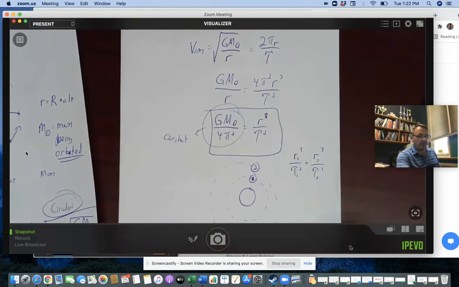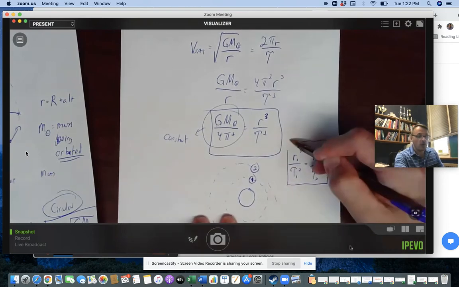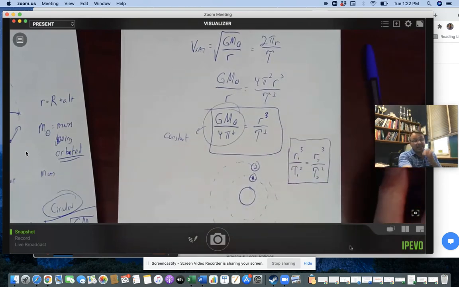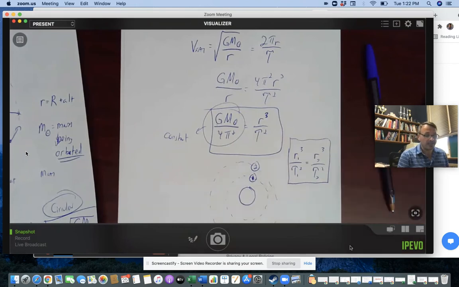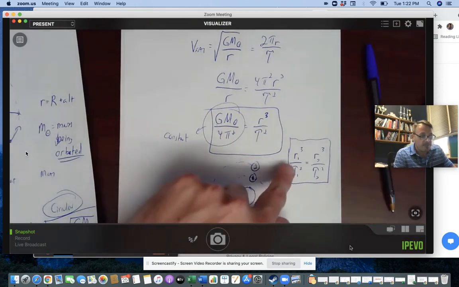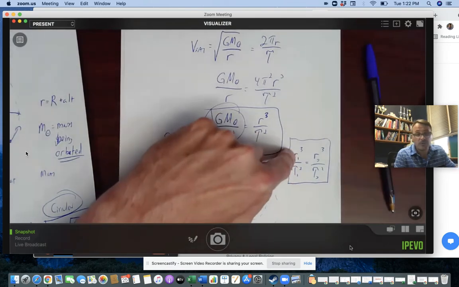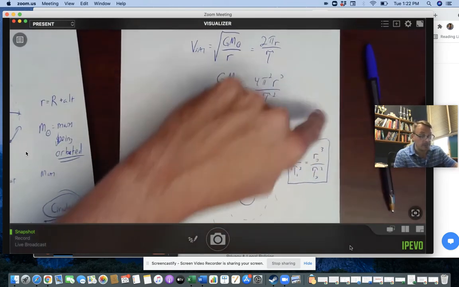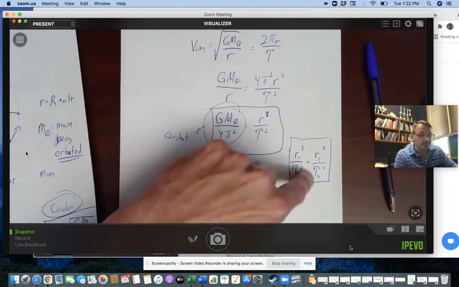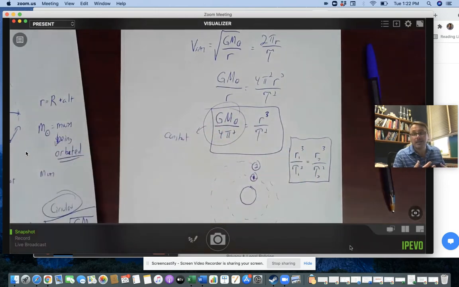So that means that this ratio is true for any two things that orbit the same thing, which is actually a very basic idea, because look at what it says. If R2 is bigger, all that means is that T2 is going to be bigger as well, but not by the same amount, right? The further you are from what you're orbiting, the longer it takes to go around.